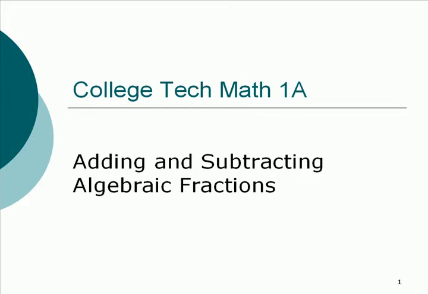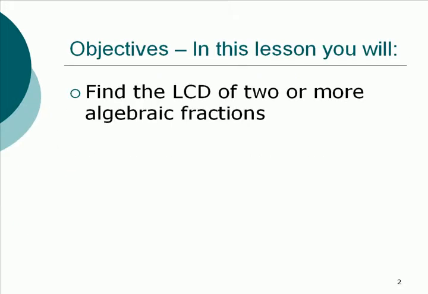There's basically two things that we want to take care of. First of all, before you can add or subtract fractions, as we're going to see in a numeric example in a minute, you've got to have a common denominator. So the first thing we want to be able to do is, given two or more algebraic fractions, find the LCD. You do that by factoring. Get everything factored up, and you can tell what your LCD is going to be.